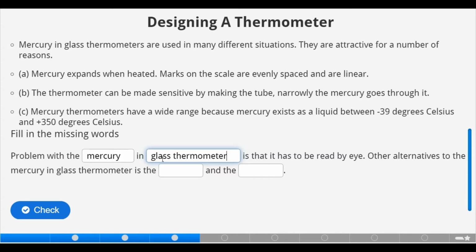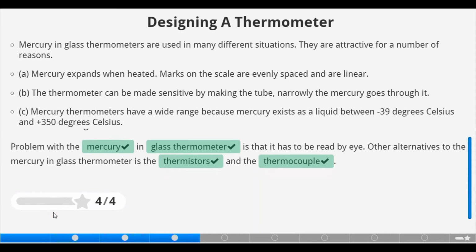Other alternatives to the mercury in glass thermometer are the thermistors and the thermocouple. So let's review the statement once again. Problem with the mercury in glass thermometer is that it has to be read by eye. Other alternatives to the mercury in glass thermometer are the thermistors and the thermocouple. Let's check whether it is correct. That's correct.